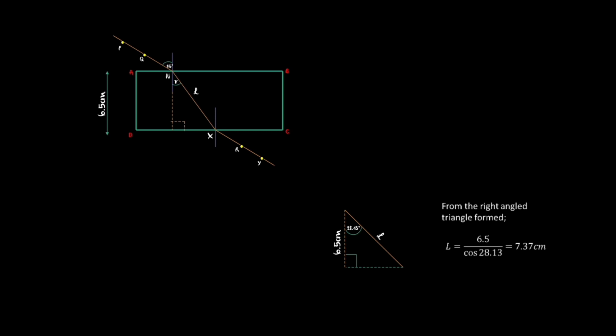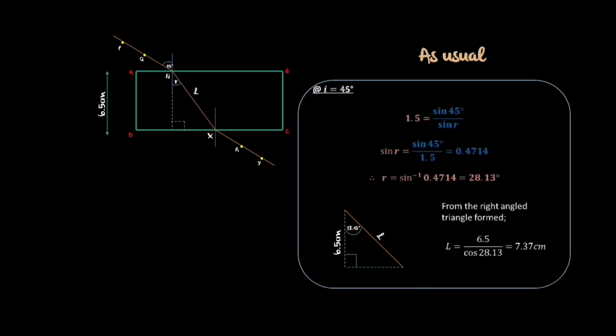So the same procedure goes on for when the angle of incidence is 45 degrees. When the angle of incidence is 45 degrees, we see that 1.5, which is the refractive index, is equal to sine 45 all over sine r, and to get the value of our r, we find out that r here is 28.13 degrees. Then also inputting it in that right angle triangle and evaluating for L gives us 7.37 centimeters.